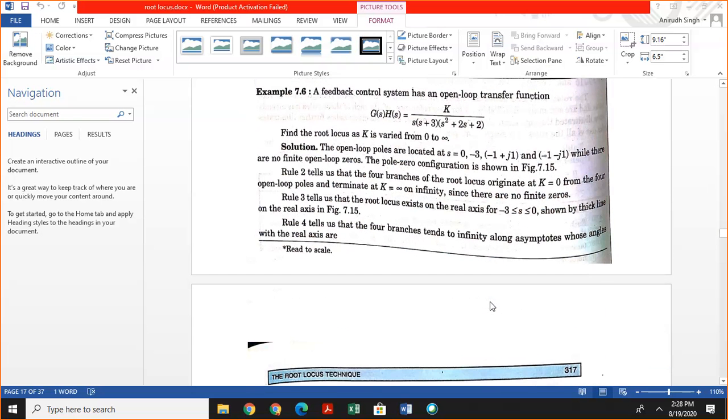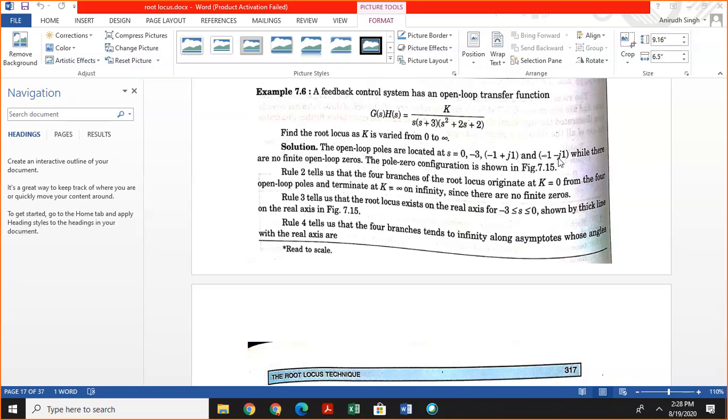Next question: GSHS is given by this equation, and find the root locus as k is changed from 0 to infinity. First draw the pole-zero plot. The poles are located at s equal to 0, s equal to -3, -1 plus j, and -1 minus j.